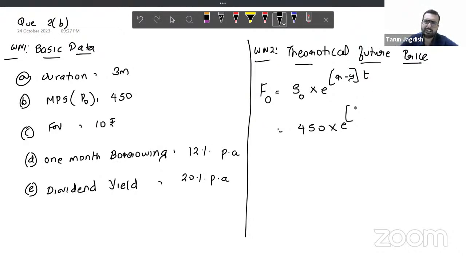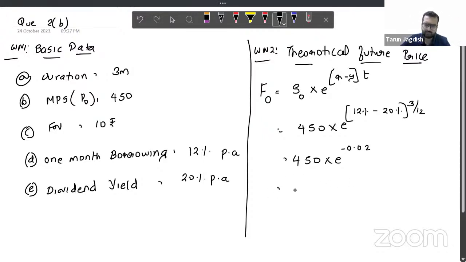So if it is dividend yield, the rate of return over here turns out to be 12 minus 20% as yield, into 3 by 12. So I'll get the answer as 450 into e raised to 8 into 3 by 12. What is 8 into 3 by 12? 2%. E raised to minus 0.02. So it becomes a present value rather than a future value. Everybody clear?